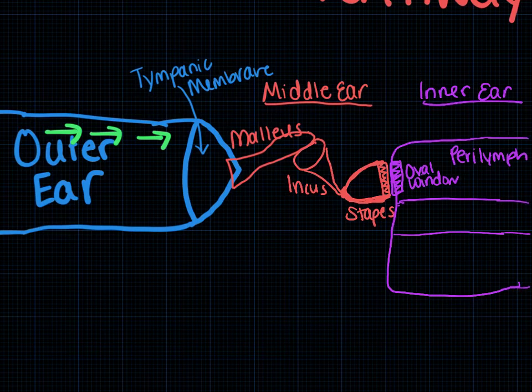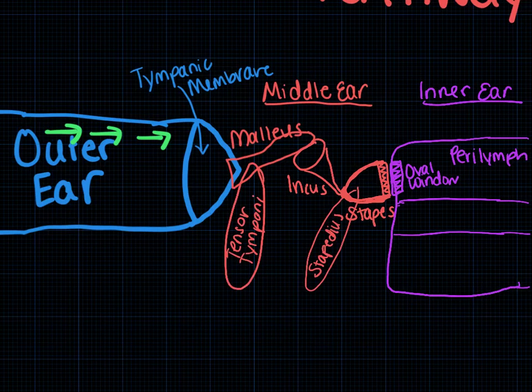So there are going to be two muscles that function to dampen loud noises and slow down the vibrations of these ossicles, and those are going to be the tensor tympani and the stapedius. The tensor tympani is going to attach to the malleus, and that's going to be innervated by the trigeminal nerve, so TNT. The stapedius is going to attach to the stapes, and that's going to be innervated by the facial nerve.